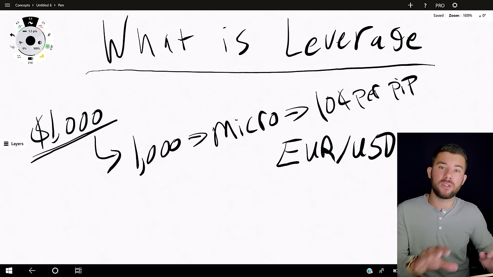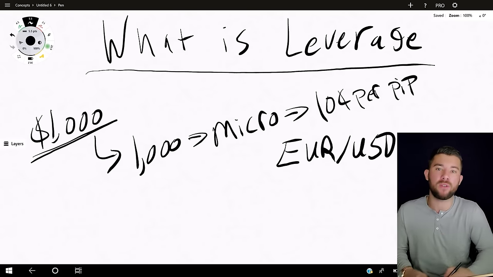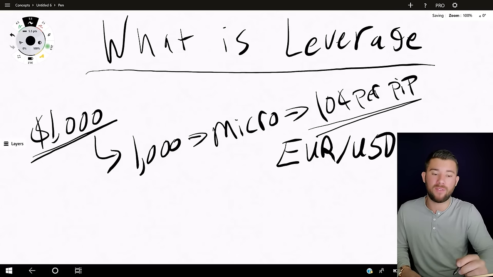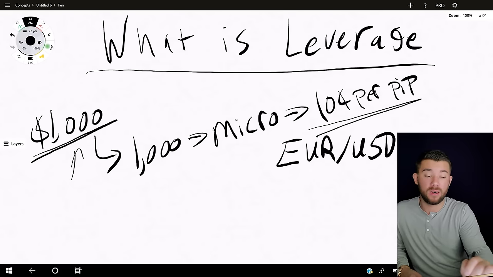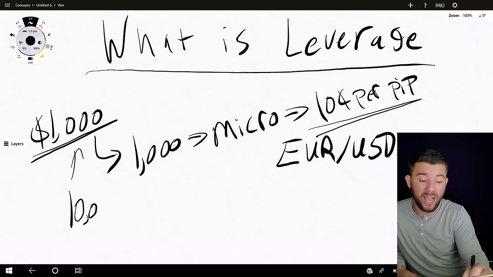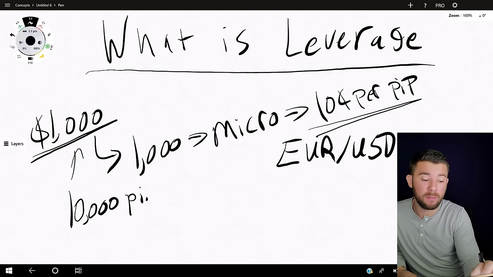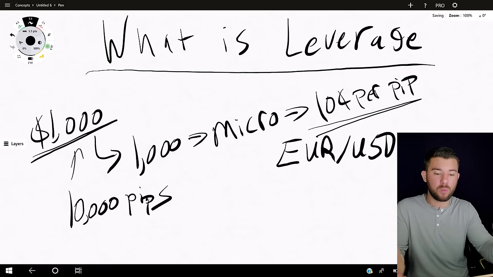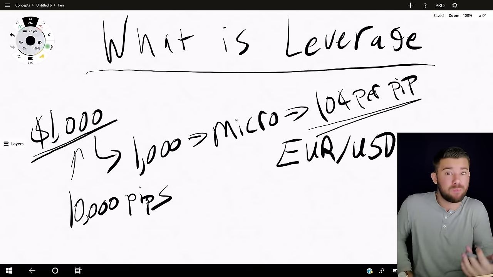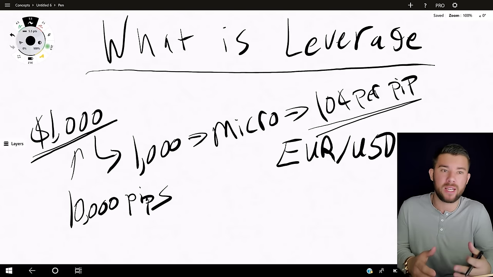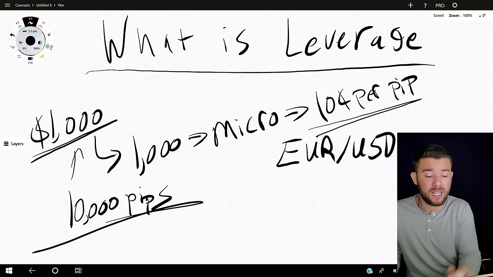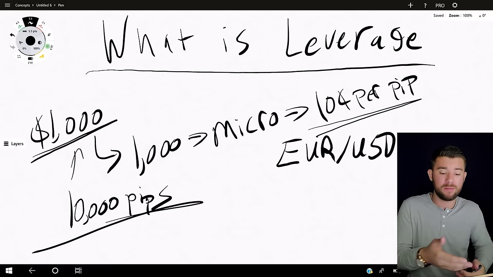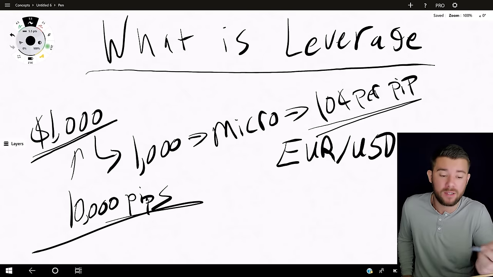In this case, I want you to look at risk as how many pips you can lose. How many pips could you lose at 10 cents a pip if you have a $1,000 account and no leverage? You could lose 10,000 pips before you blow your account. That's awesome. This is why not using leverage at the beginning is a pretty good idea. If you're just now starting out, you're gonna have a lot of losses, but if you have 10,000 pips of room before you blow your account, then you would have to lose a lot of trades to actually blow your account.